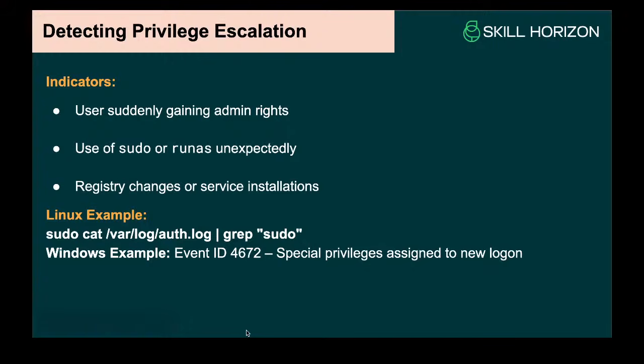For privilege escalation, you need to understand what privilege escalation actually is, right? What is the meaning of privilege escalation? Privilege escalation means an attacker gains higher level access. The attacker injects itself somehow as a low level user, but somehow gains high level access, maybe from a normal user to admin. This particular event ID 4672 in Windows shows that special privileges were assigned.